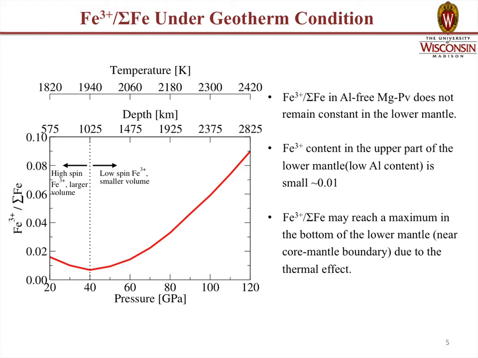Our results also indicate that effects of spin transition can result in complex depth variation of Fe3+ fraction in magnesium perovskite, which is in contrast to some previous models where Fe3+ fraction was assumed to be constant at different depths in the lower mantle. Our model predicts that Fe3+ content in magnesium perovskite may reach a maximum near the bottom of the lower mantle, where the temperature and pressure are highest.